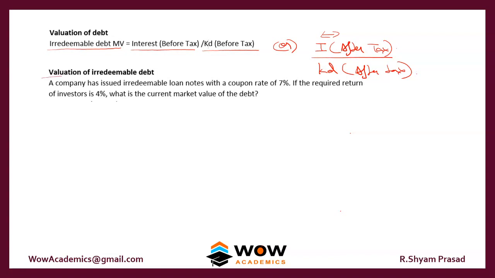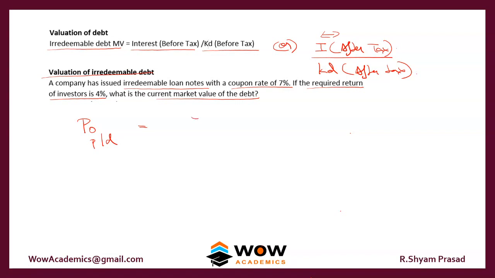So we'll start with valuation of irredeemable debt. A company has issued irredeemable loan notes with a coupon rate of 7%. If the required return of investors is 4%, what is the current market value of the debt? So again, we'll take it as P0. This is in terms of per debt value, or per loan note value.